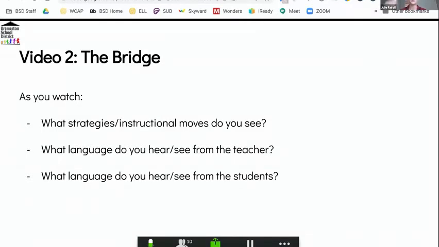And you can go on the other two too. What language do you see or hear from the teacher? And then what language do you see or hear from the students? Again, they were producing, can you hear me? They were producing some writing together, and they were specific about that connection between the particles in Spanish to the English, the or the.